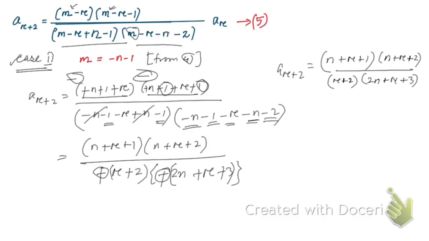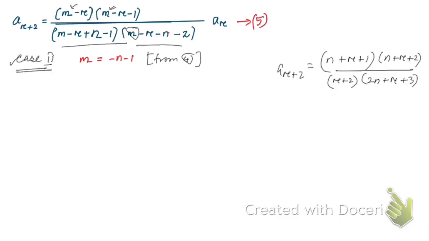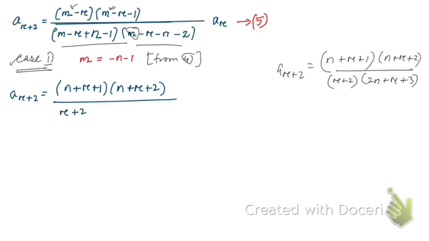Now let me clean these things. So we have got that a(r+2) is equal to (n+r+1)(n+r+2) divided by (r+2)(2n+r+3). That's what we have got, right? Hope you have understood this. Now let me clean these things.